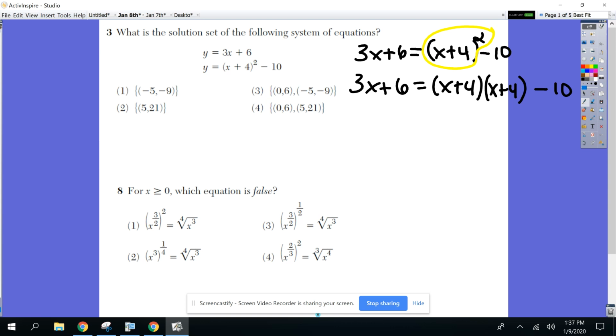What do you mean? Go ahead, tell me what you mean. Like plug in. So choice one, I got negative 5, 9. What do you want me to do? Plug negative 5 in for x. And see if it equals?